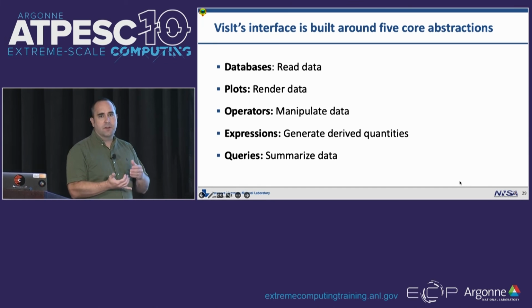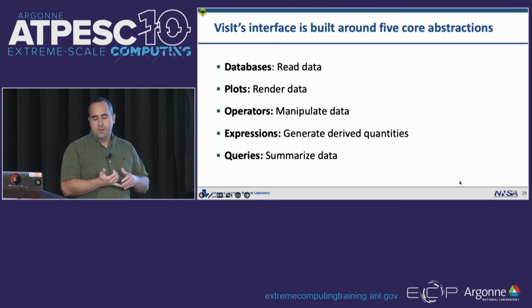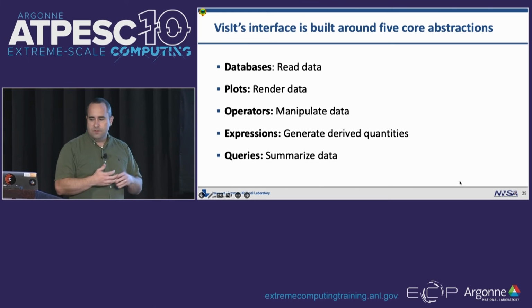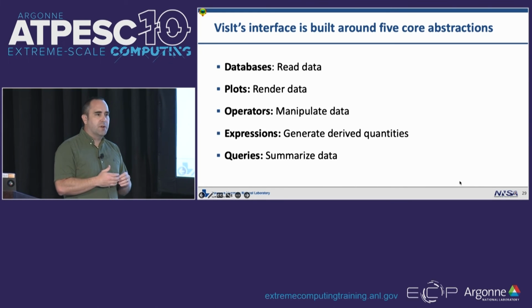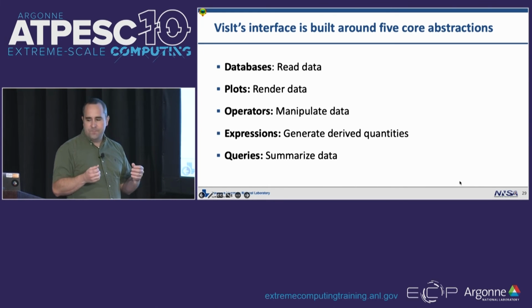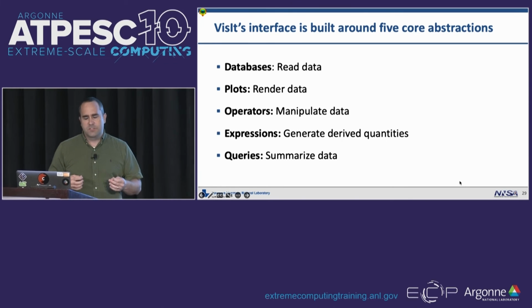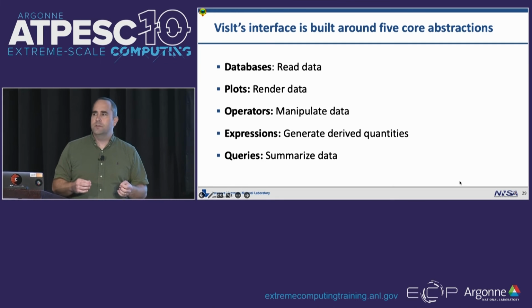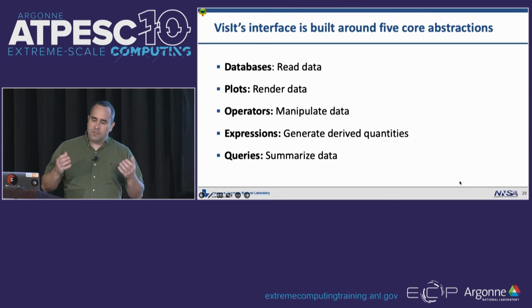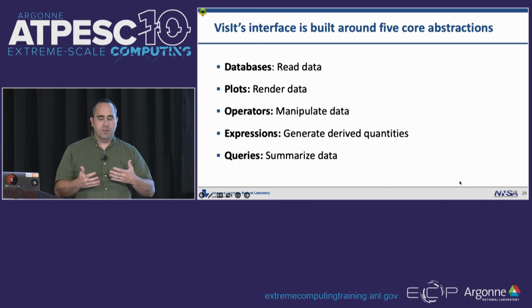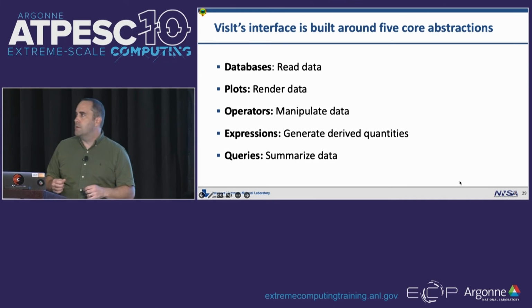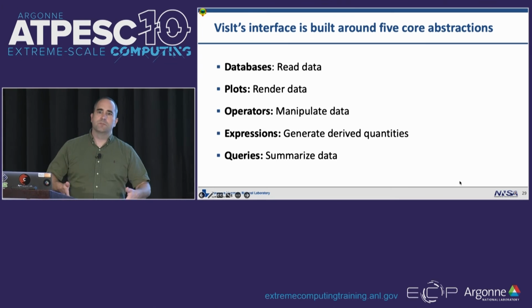Databases are how you get data into VisIt. Plots are how you make pictures or render things. Operators are how you transform data in a particular way, like a slice or a threshold. Expressions allow you to create derived quantities. I'll talk about what that means a little later, but it allows you to do some processing from existing fields and create new fields. And then queries allow you to summarize data, like do integrals, et cetera.